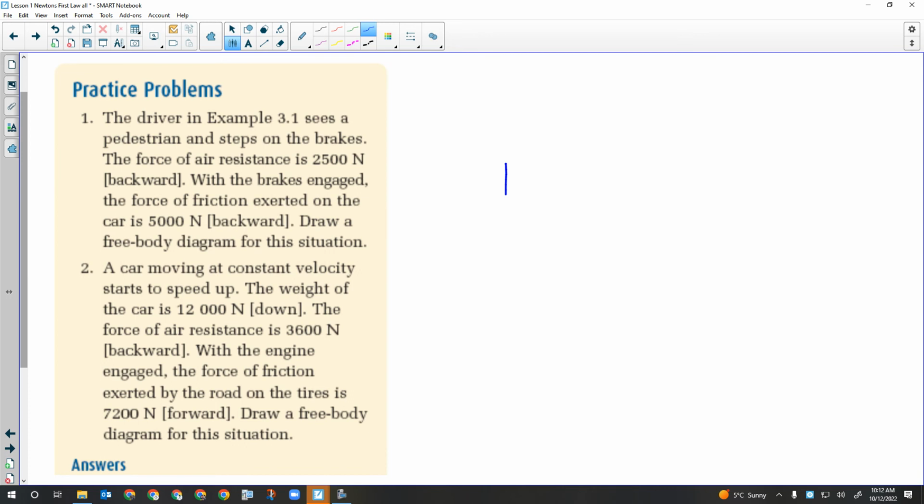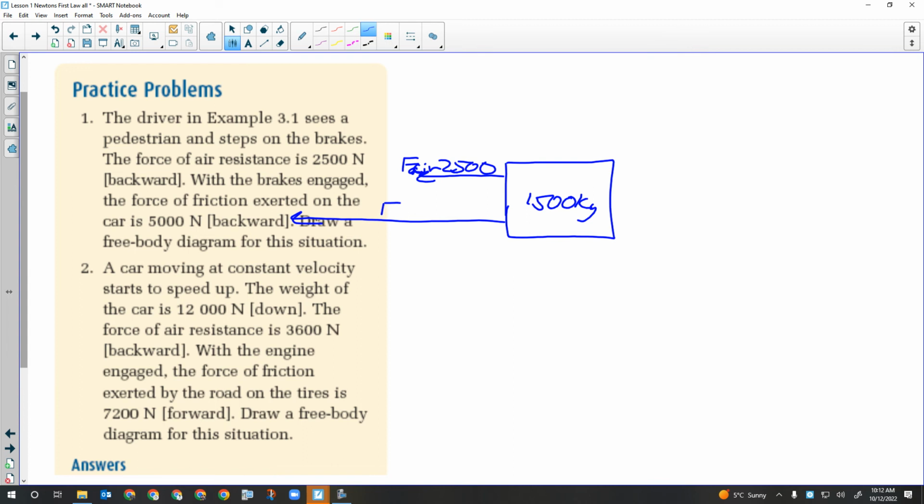We would have the car, and even though they didn't tell us the mass, we're just going to say it's 1,500 kilograms, and we would have, actually that was the force of air resistance. And then this. And we would draw it like that. We just put our forces on there. Pretty straightforward. Everyone all right with that idea?